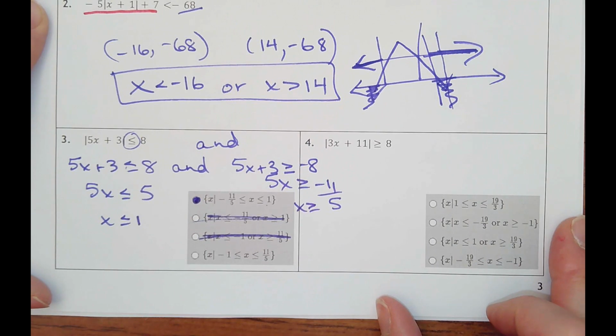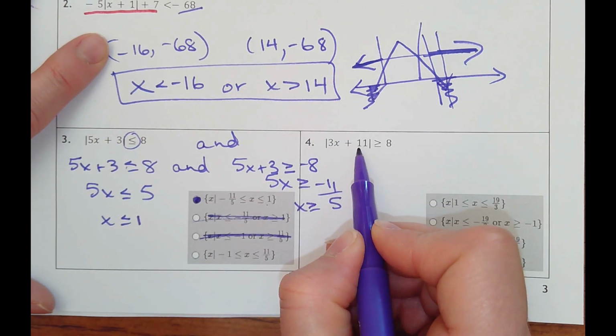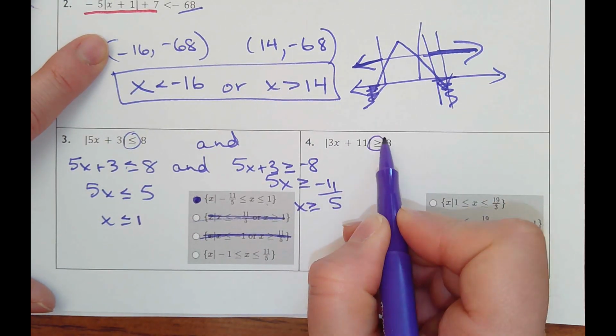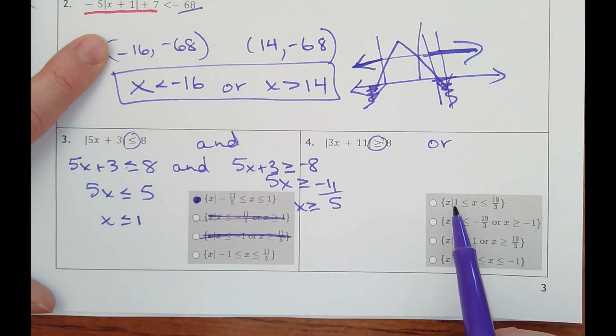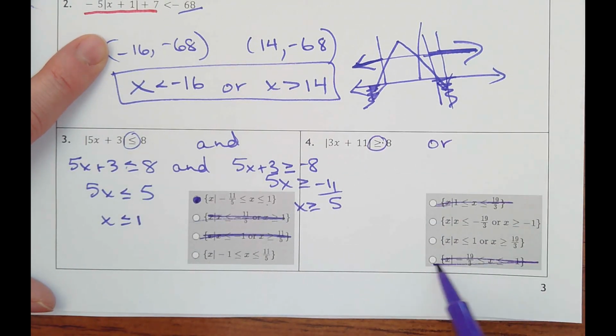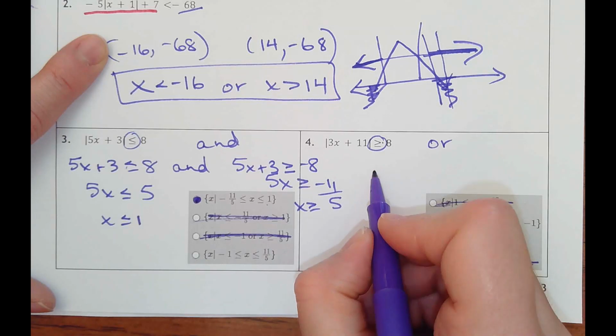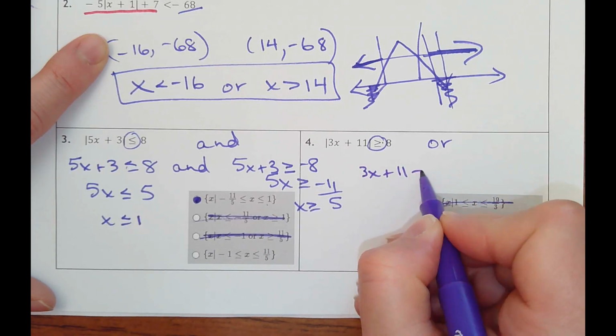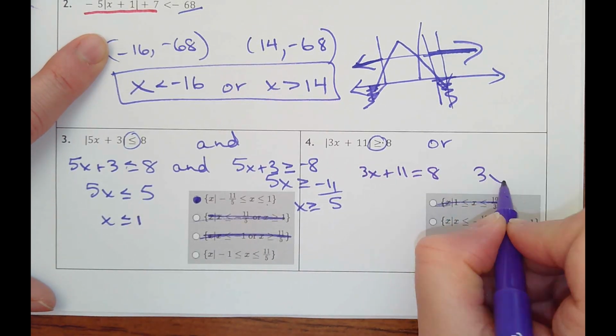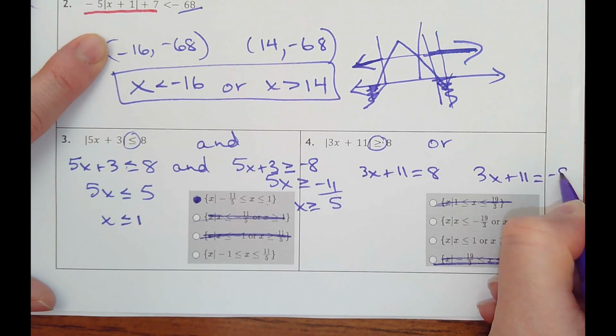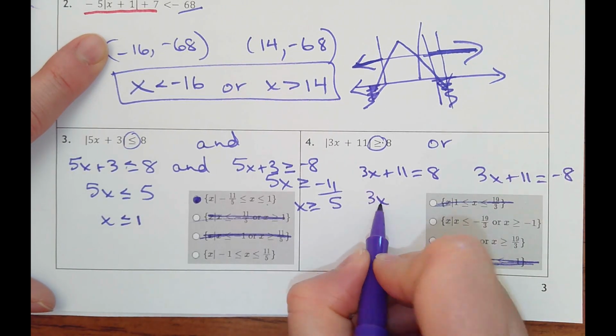Same thing with number 4. I would see that, hey, this is isolated and I see greater than. Greater means it's an or problem, so I would take out any ands. And it's got to be this or this. You could even make these equations. Remember, you're just changing then the 8s to a negative 8 and figuring out what the solutions would be.